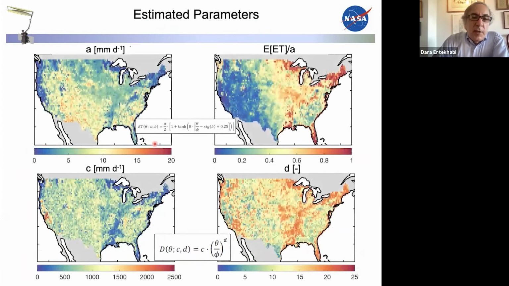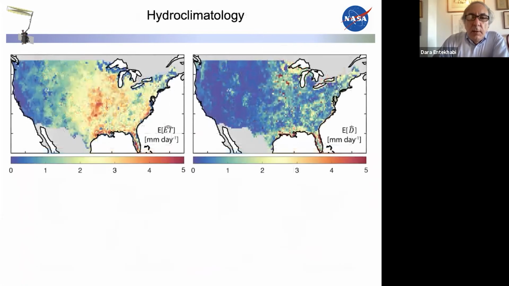The parameters as estimated are here, but we really don't care what the parameters are. We care about what fluxes they imply. So this is the evaporation in millimeters per day implied from this scheme. Again, the input is 2 data streams only. One is precipitation from the Global Precipitation Mission and soil moisture from the SMAP mission. And this is the drainage runoff.